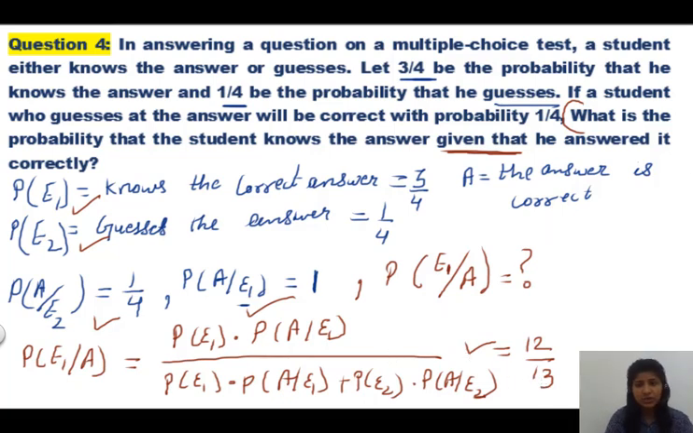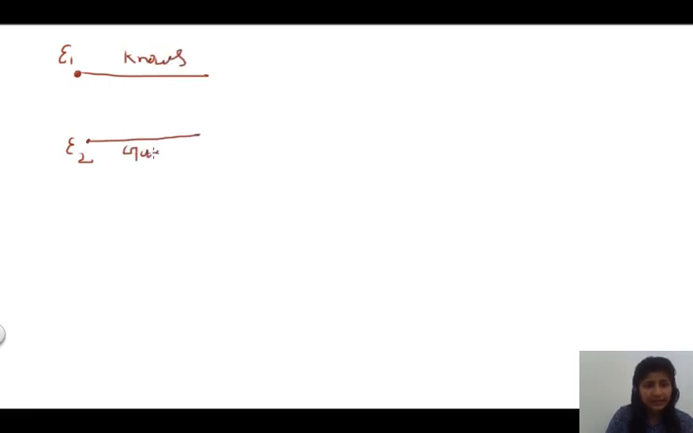Let us just do it once with the tree diagram also, which makes it easy for us to solve. So see what they are saying. There are two events, E1 and E2. First one is he knows the answer. The second is he is guessing the answer. But at the last the answer is coming correct. That means the event A, which is the common event. That means he knows the answer, that means E1, and the answer is correct.